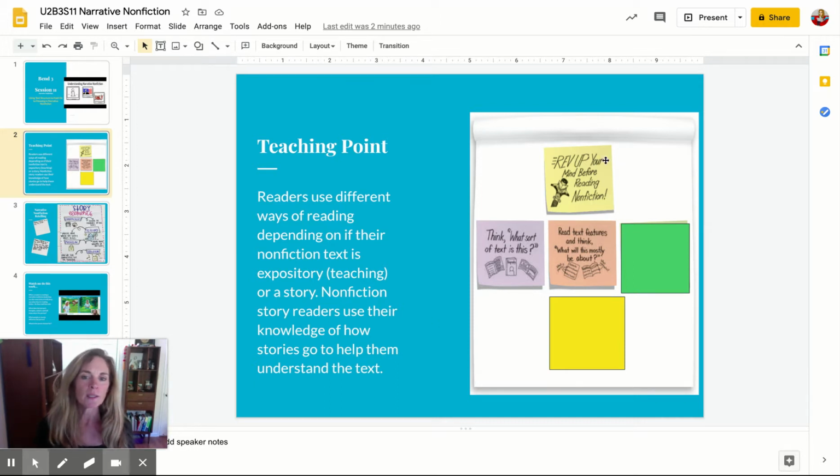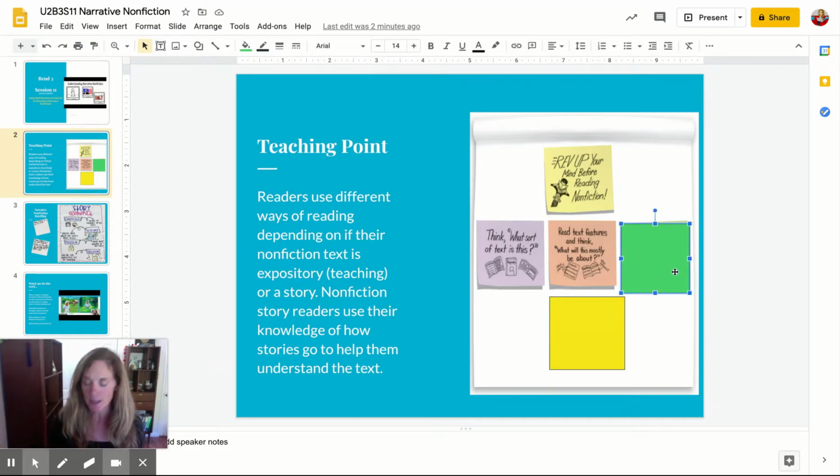So let's refer to our chart here. You rev up your mind, right? And you think, what sort of text is this? First, you have to figure out what kind of book you're going to read. And then you read the text features and think to yourself, what is this book going to be about? That helps your brain know how you're going to fit the pieces of information together. It helps you hang on to information if you think about it that way.